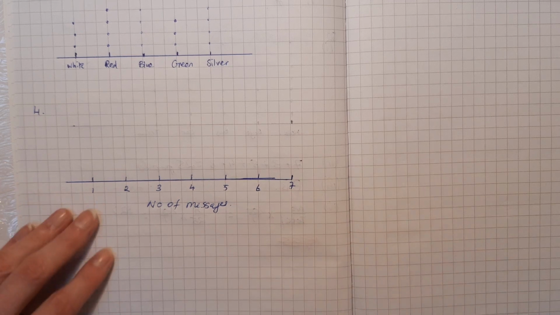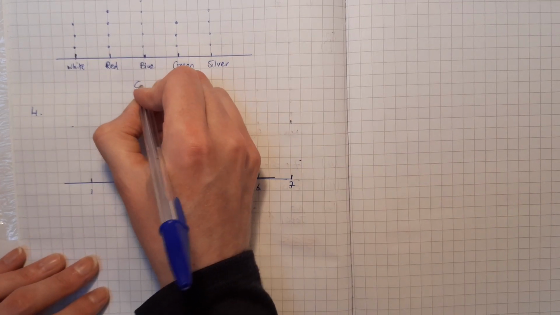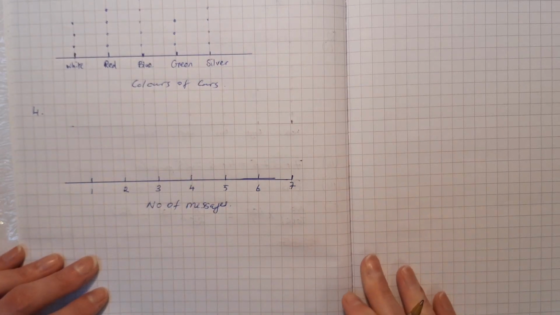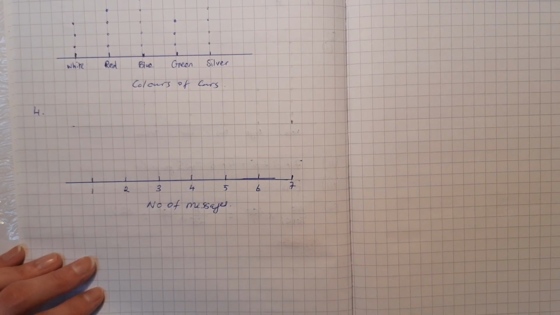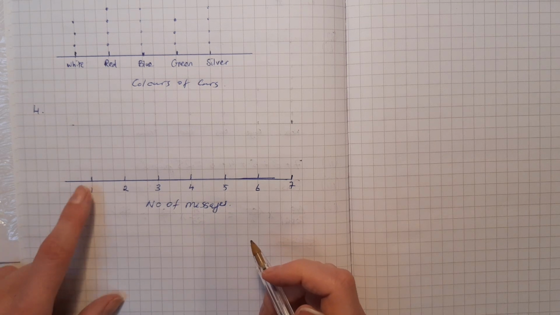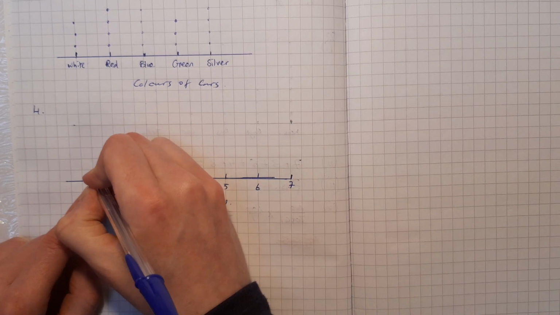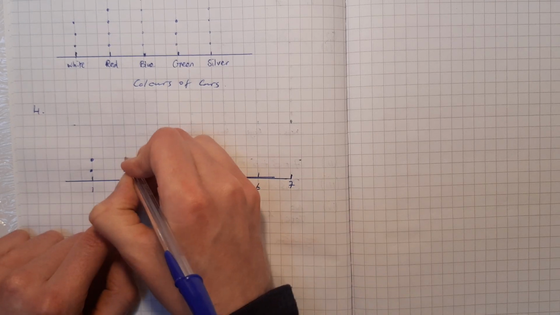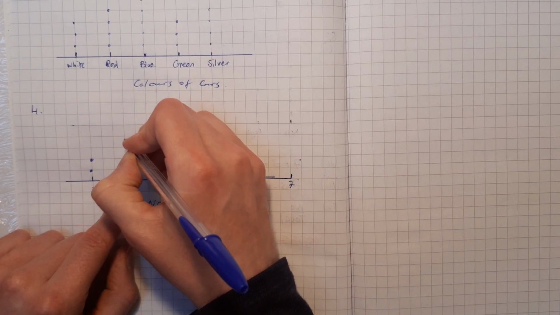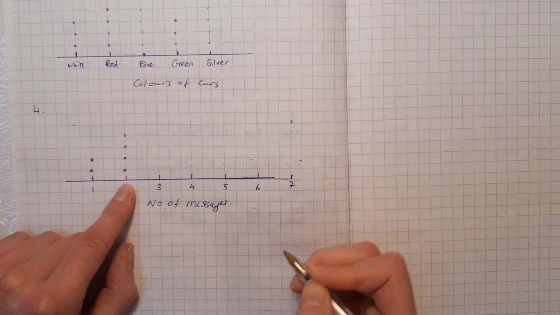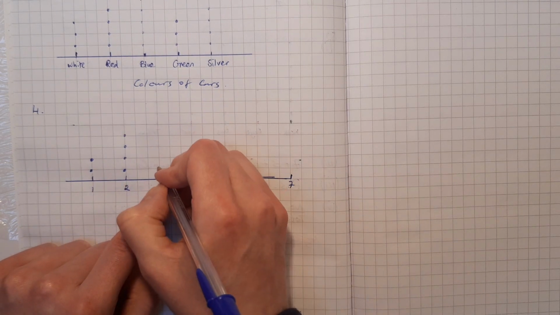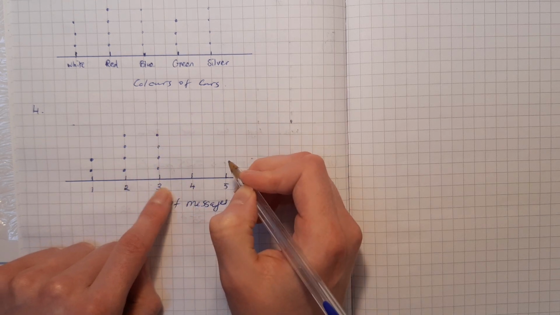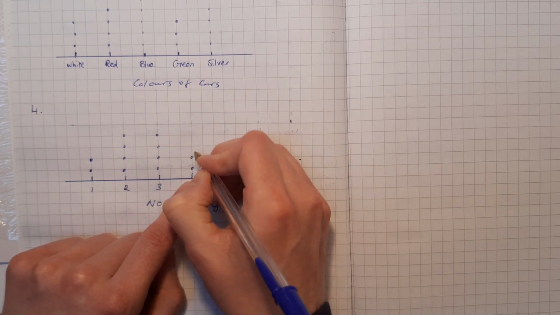And apologies, up here I should have said colours of cars. Okay, just make sure you label your diagram. Okay, so that was it. So for one message, it came up twice. So 2 people sent one message. 4 people sent, sorry, 4 people sent 2 messages. 4 people sent 3 messages. 7 people sent 4 messages.